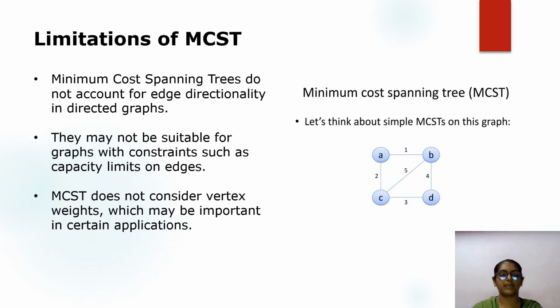Limitations of minimum cost spanning tree. Minimum cost spanning trees do not account for edge directionality in directed graphs. They may not be suitable for graphs with constraints such as capacity limits on edges. Minimum cost spanning tree does not consider vertex weights, which may be important in certain applications.